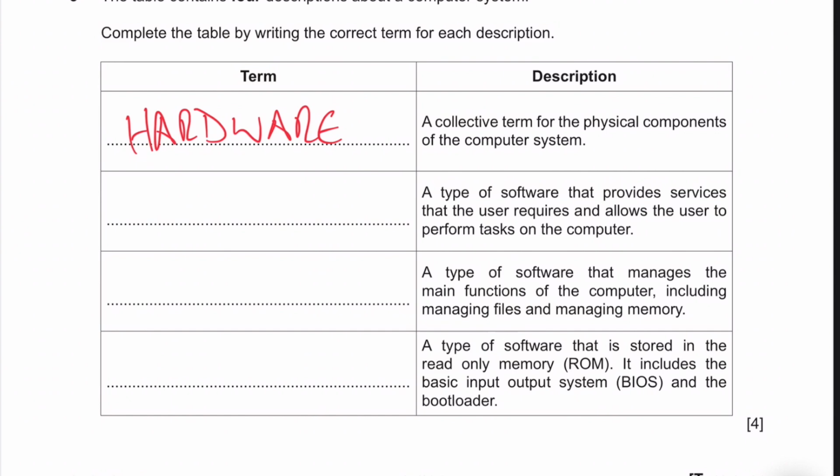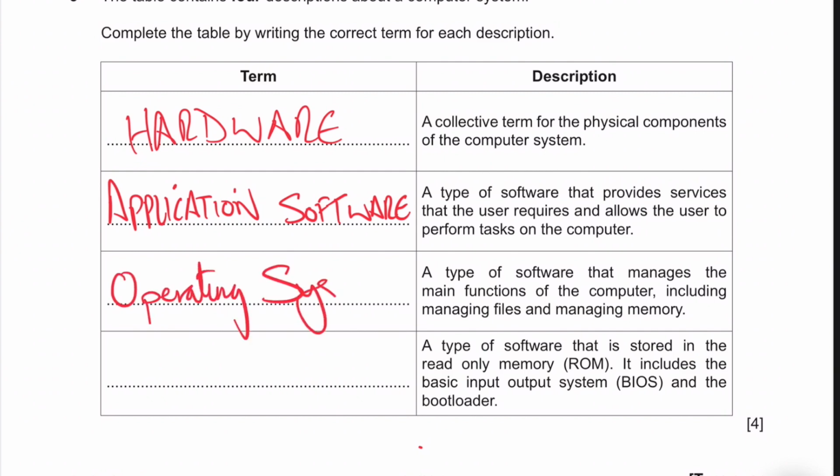Okay, a type of software that provides services that the user requires and allows the user to perform tasks on the computer. So any software that's been installed, really, Adobe Photoshop, or online software such as Google Sheets or Google Docs. So it would be application-based software. Next, a type of software that manages the main functions of the computer, including managing files and managing memory. This would be the OS, the operating system.